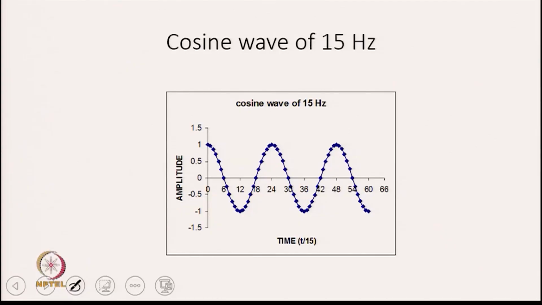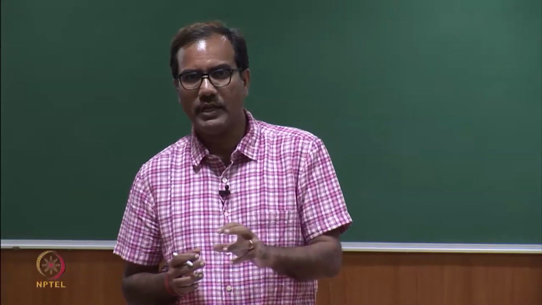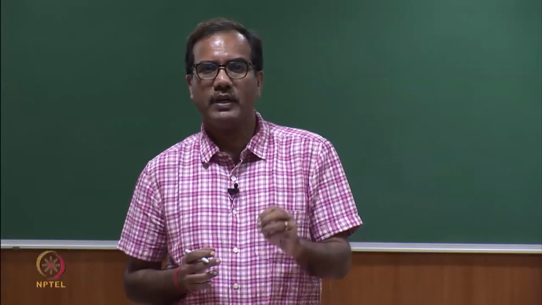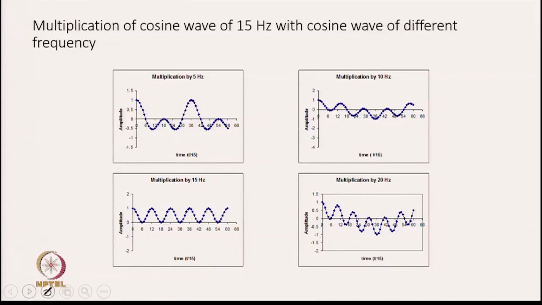So, this is your cosine wave of 15 hertz. This is the way your cosine wave of 15 hertz looks like, and here is your amplitude, and there is time. Sometimes it is at higher amplitude, then it goes to 0, then negative amplitude, and this is the way its amplitude changes with time. Now, think of if I multiply this cosine wave of 15 hertz by cosine waves of different frequency, how should this look like?